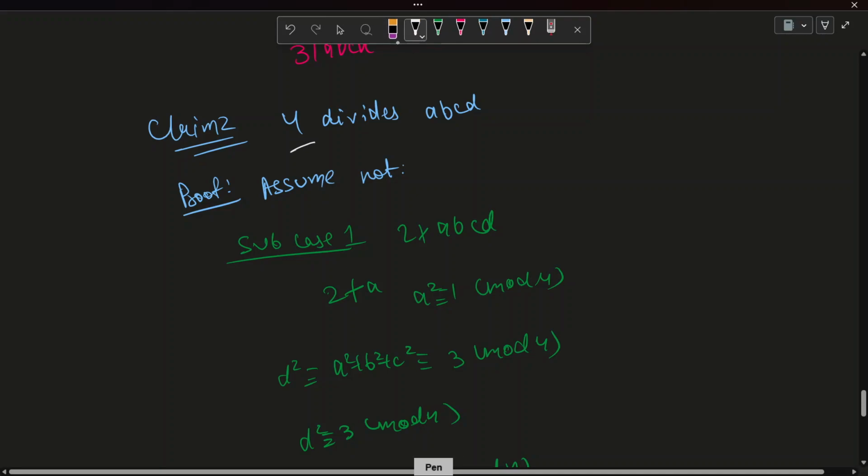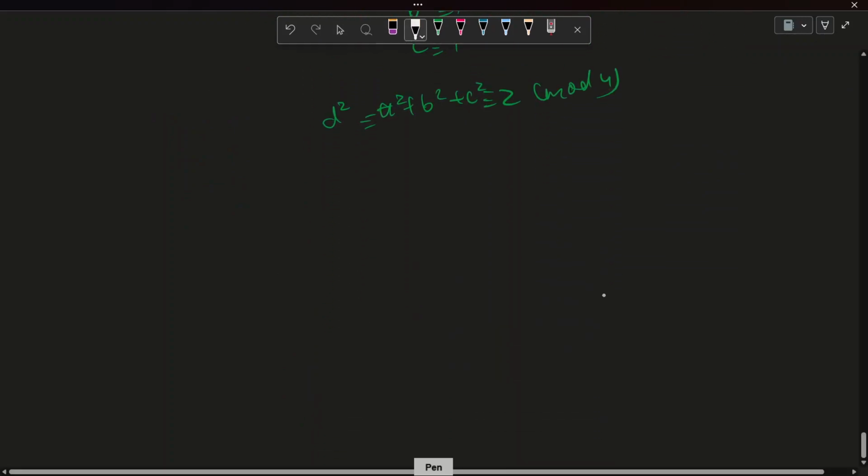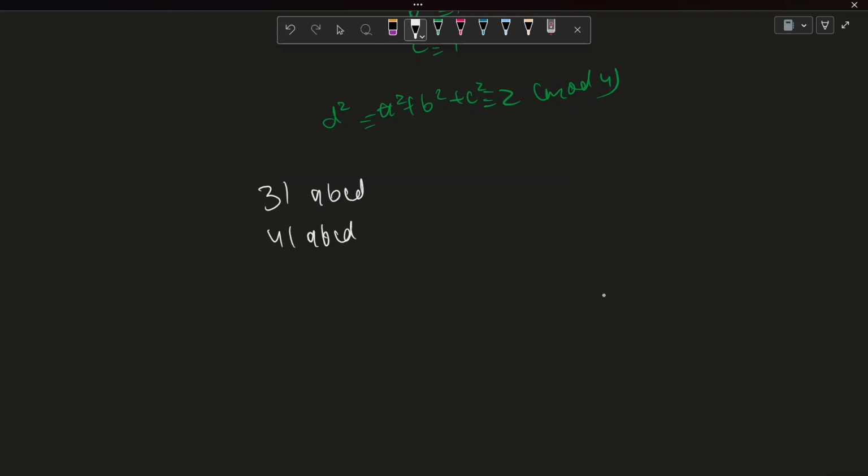Now from our two claims, 3 divides abcd and 4 also divides abcd. From these two, we can conclude that 12 divides abcd. And this is the largest number we can get, as I showed earlier. So 12 is the answer to our problem. All right, thanks.